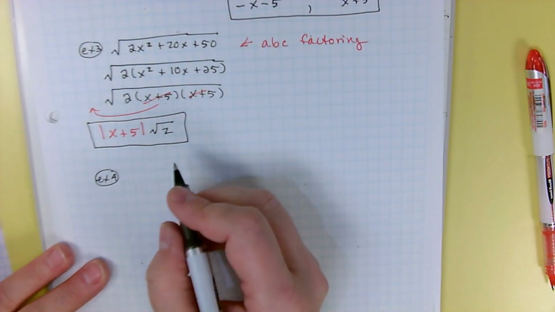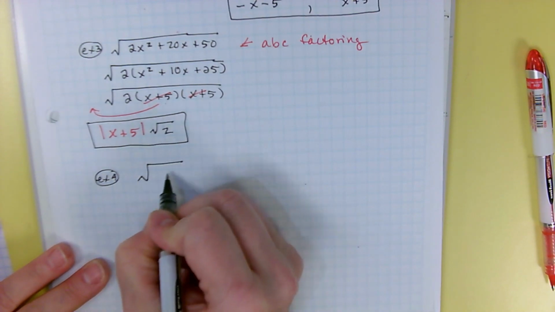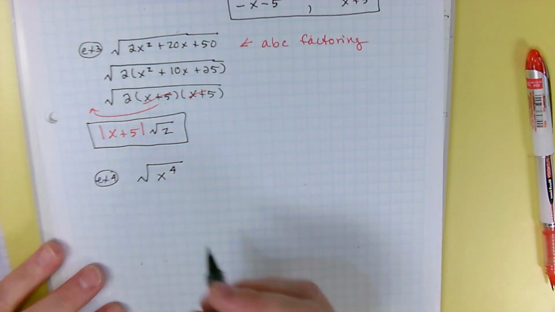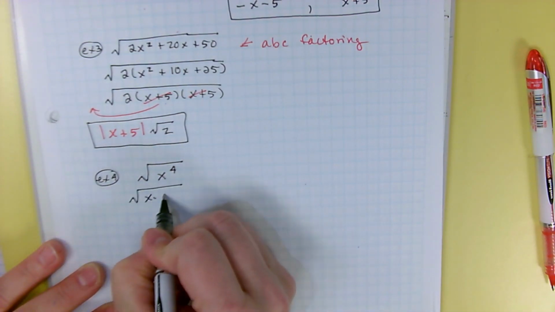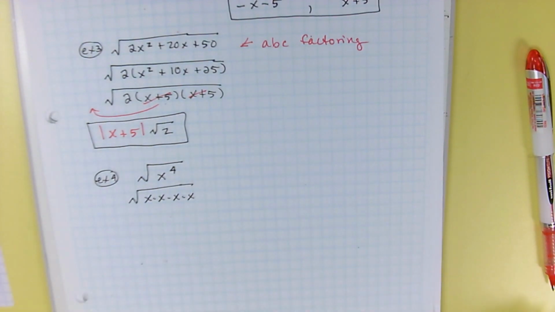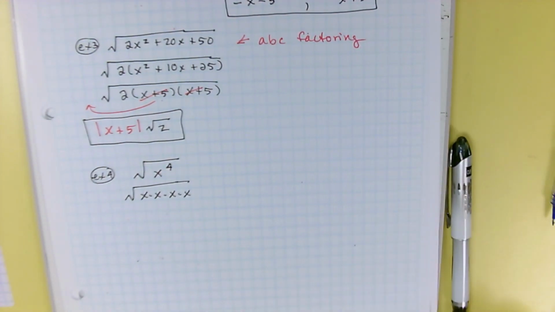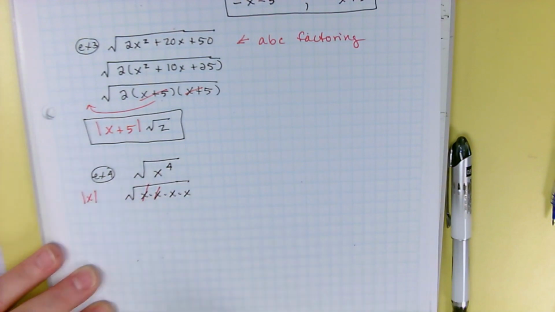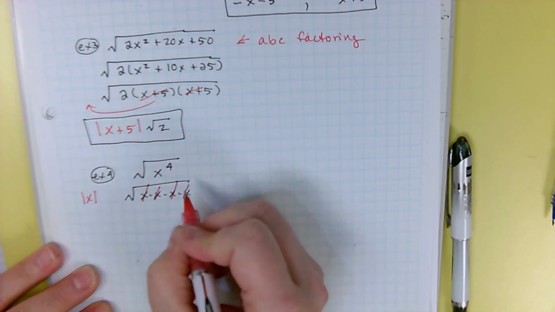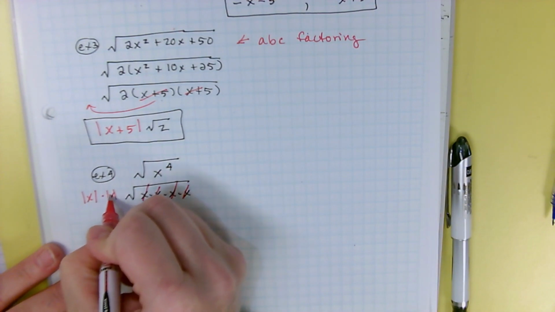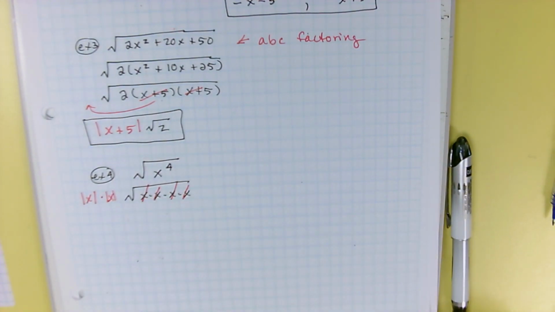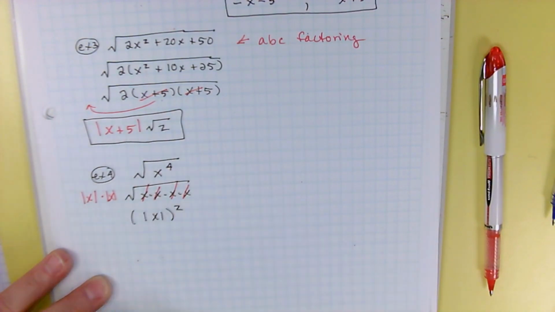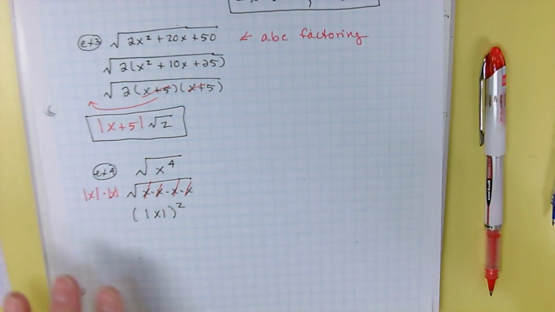Okay, example 4. We're going to do the square root of x to the 4th. We're back to square root. So when you factor x to the 4th, it's 4 x's. So using the rule, for every 2 x's, 1 comes out. So 2 x's, 1 comes out with absolute value bars. 2 x's, another 1 comes out with absolute value bars. So what we have now is nothing left in the middle, but I do have absolute value of x squared because I had 2 of them multiplied together.